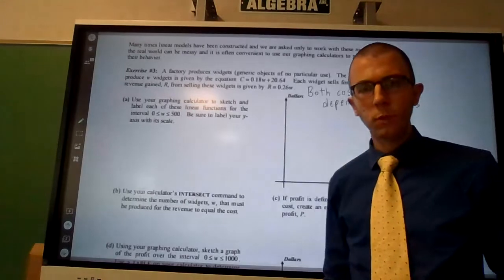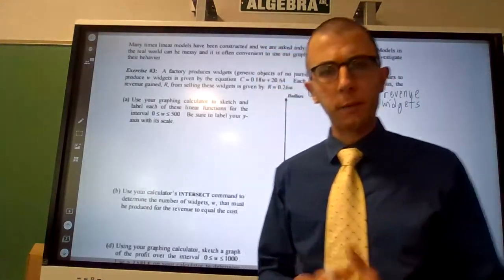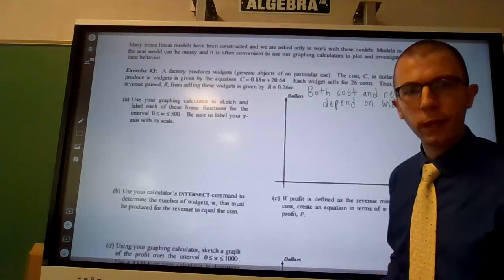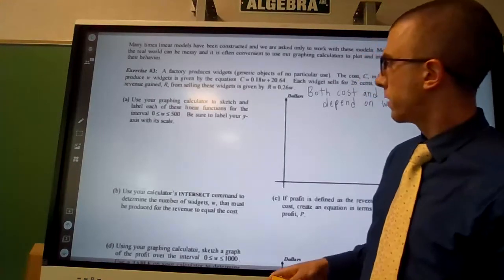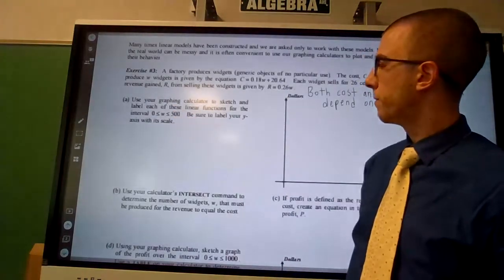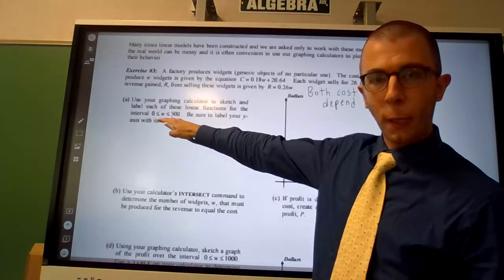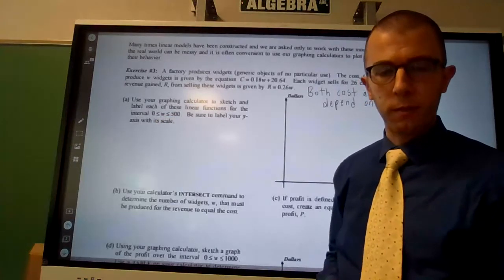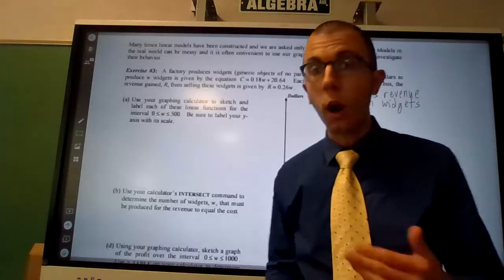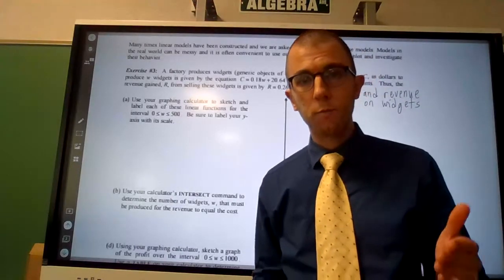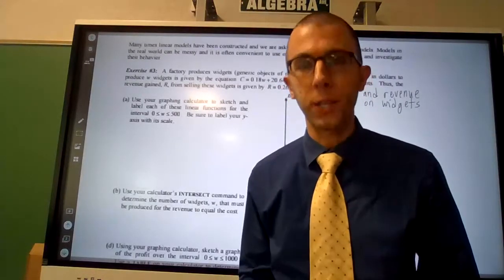Okay, so now that we've got an understanding of what is going on here, let's figure out what we have to do. Use your graphing calculator to sketch and label each of these linear functions for the interval 0 to 500. And that is a domain interval. Notice that that's in terms of the widgets. So we're going to graph and label each of these from 0 to 500 widgets. So we're going to look at how the cost changes in terms of those widgets and how the revenue changes in terms of those widgets.